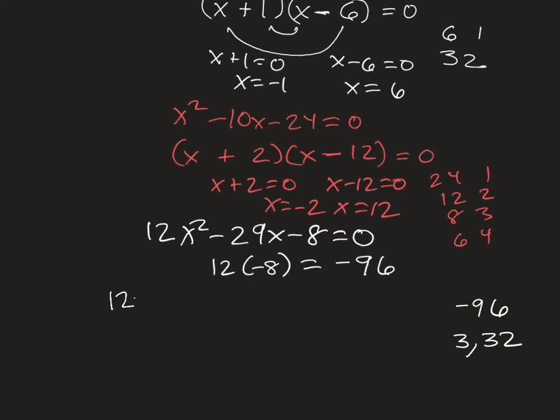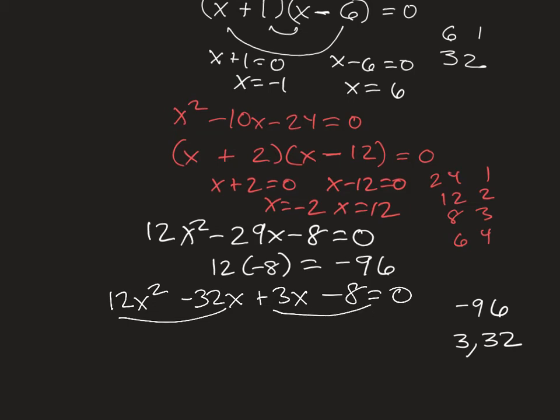So again, the purpose is to rewrite the middle term. So I'm going to rewrite it as minus 32x plus 3x minus 8 equals 0. And notice that does equal negative 29. So I'm just rewriting the original problem so that I can factor by grouping.